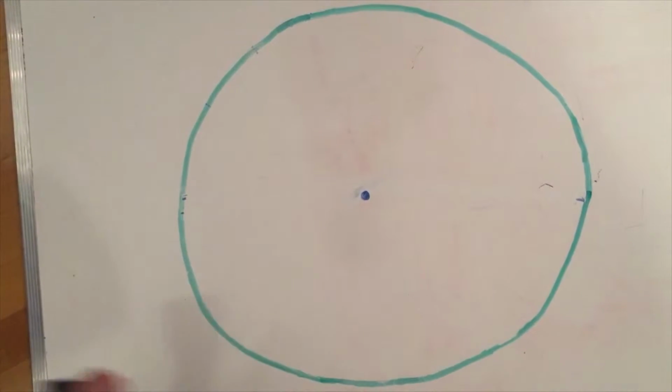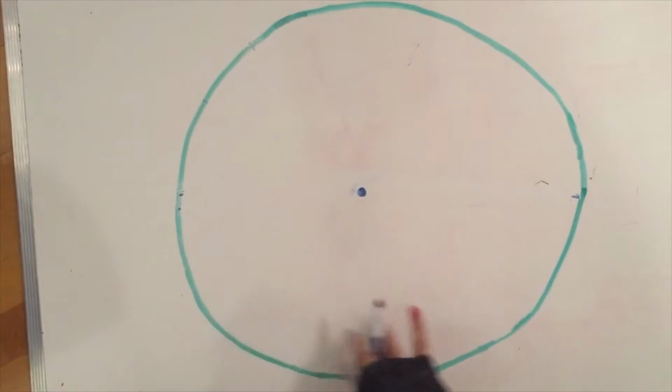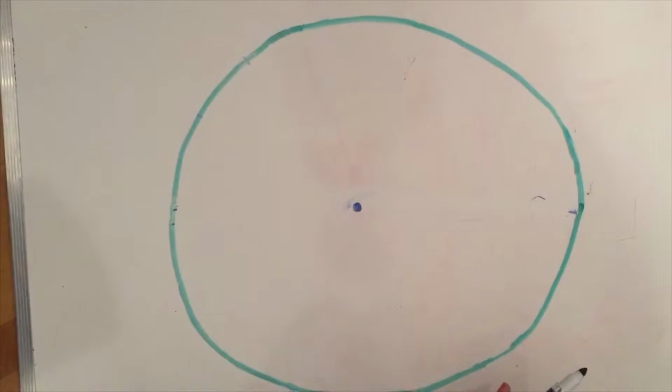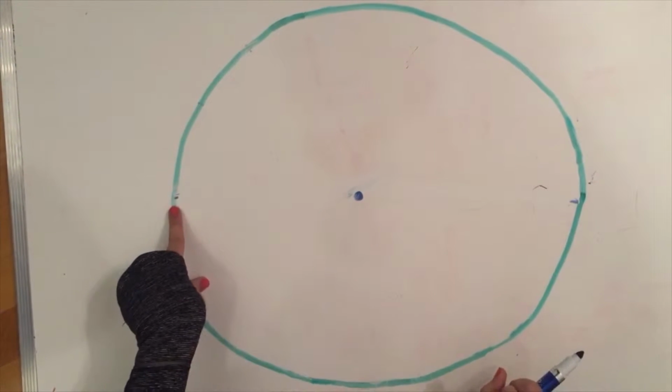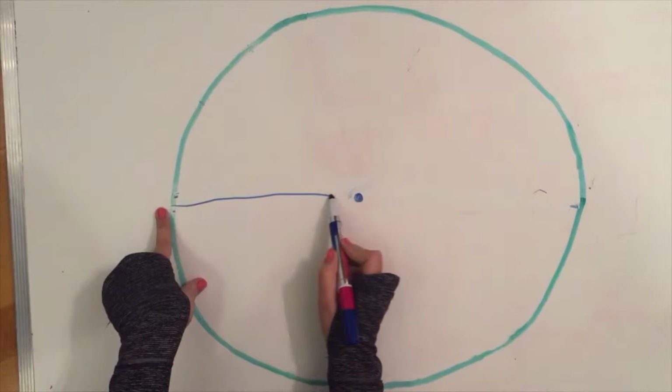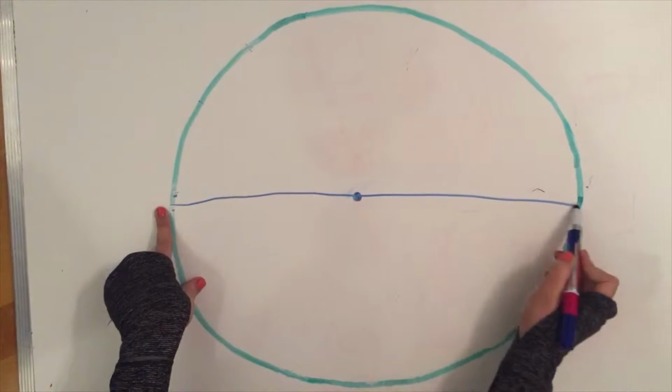So today we are going to learn the basic parts of a circle. First we're going to start off with diameter. Diameter starts at one side of the circle and goes through the center and ends up on the other side. Just like that.